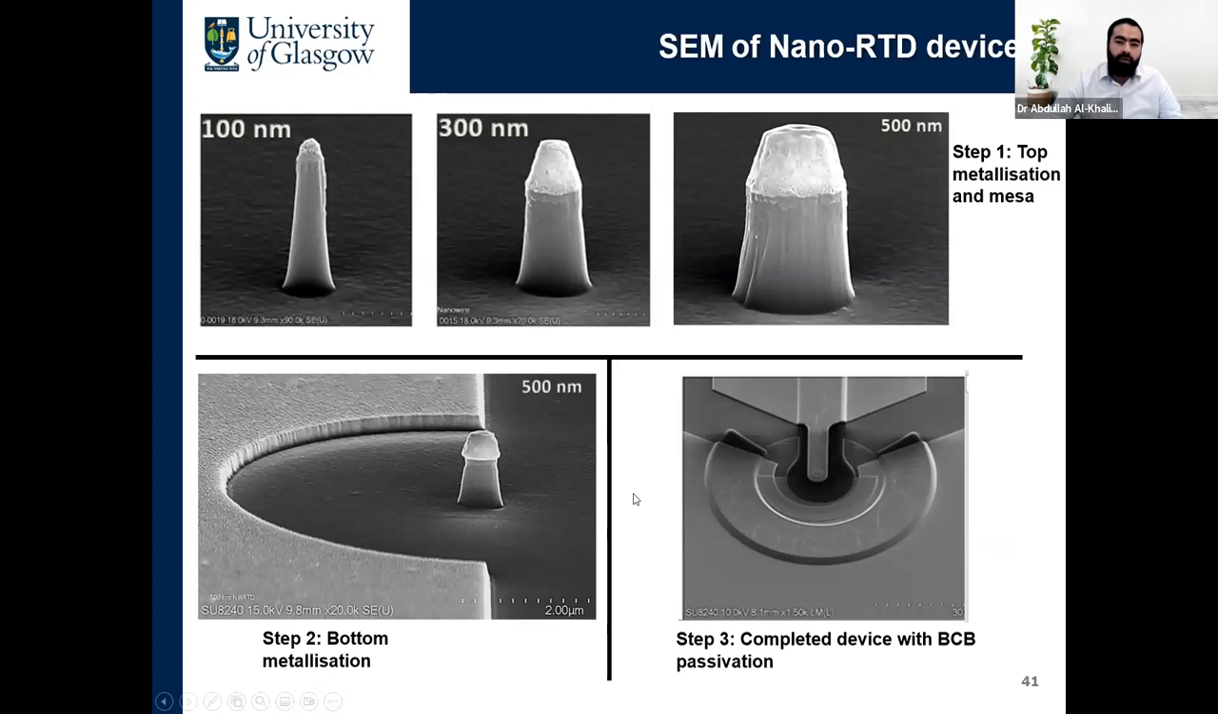Here is an SEM of the nano RTD devices that we made. We can make these structures with 100 nanometer diameter, or 300 or 500. The shiny bit on the top is the metallization. So this is the semiconductor.